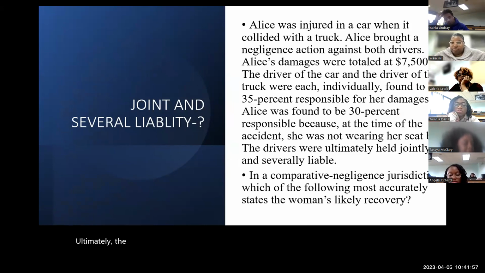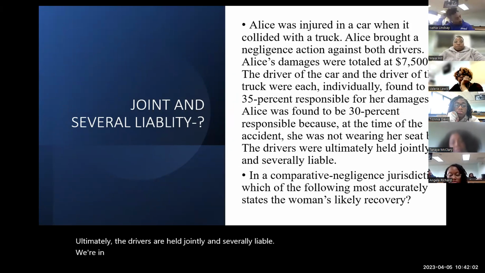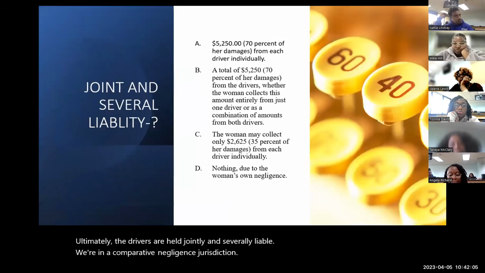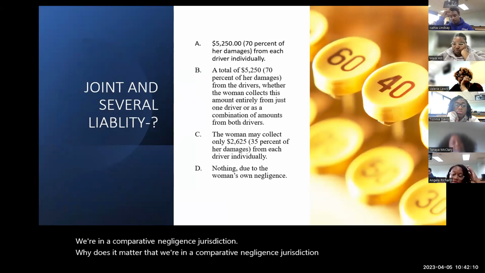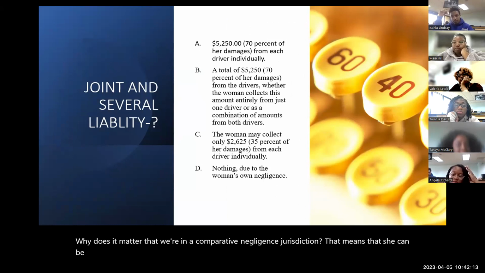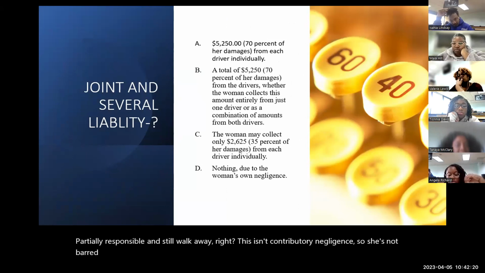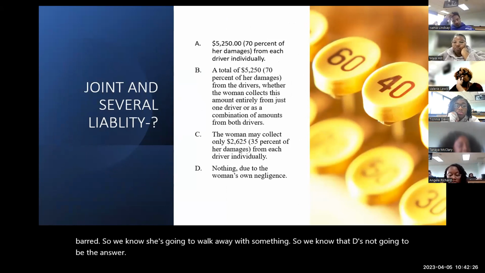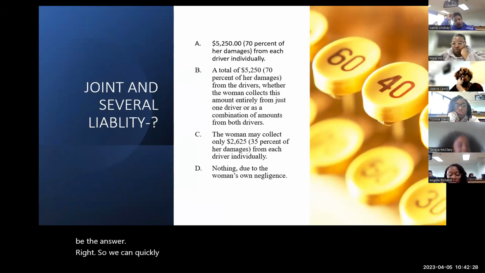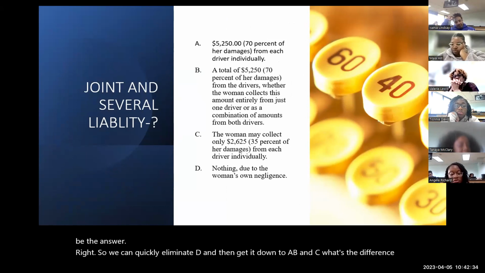Ultimately, the drivers are held jointly and severally liable. We're in a comparative negligence jurisdiction. Why does it matter that we're in a comparative negligence jurisdiction? That means that she can be partially responsible and still walk away, right? This isn't contributory negligence, so she's not barred. So we know she's going to walk away with something. So we know that D is not going to be the answer, right? So we can quickly eliminate D and then get it down to A, B, and C. Well, what's the difference between A, B, and C?